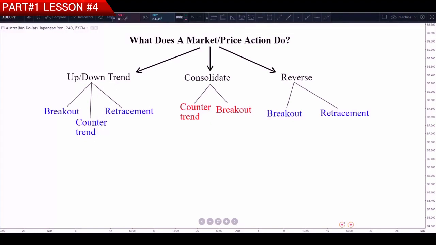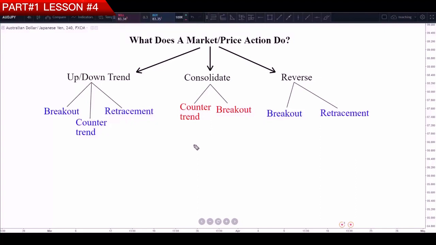What does a market, what does price action do? What are the ways that price action can actually move? Well, something that's helped me in my own personal trading is simplifying it as much as possible. Simplifying price action as much as possible, because price action is something that can be extremely subjective and pretty difficult to master. So whenever you simplify it by breaking it into smaller categories, it can make it much easier to understand. And that's what we've done here.